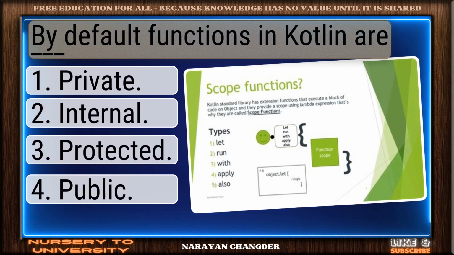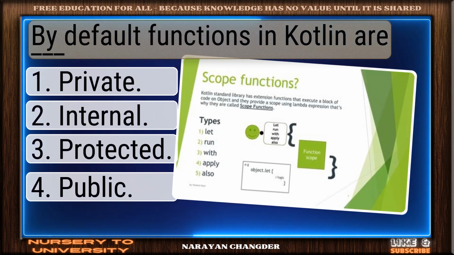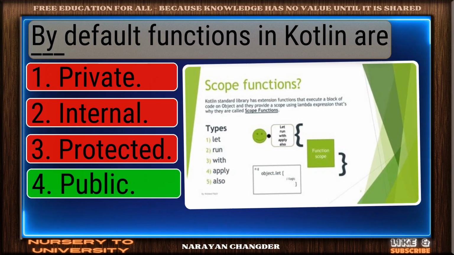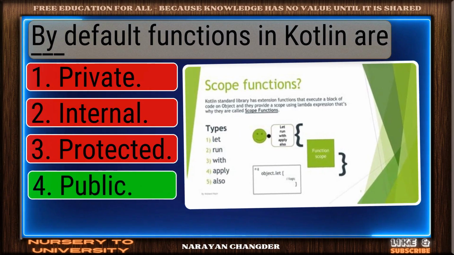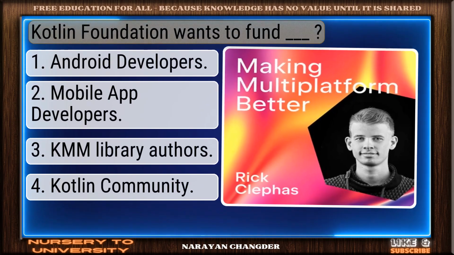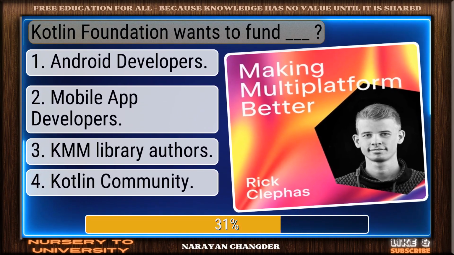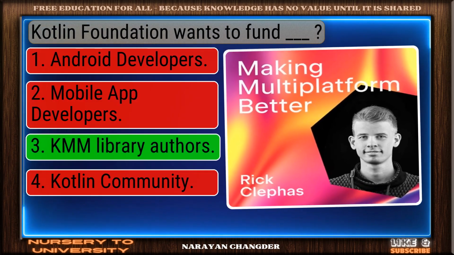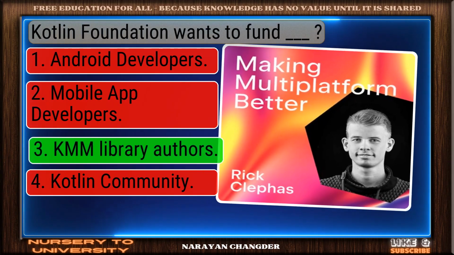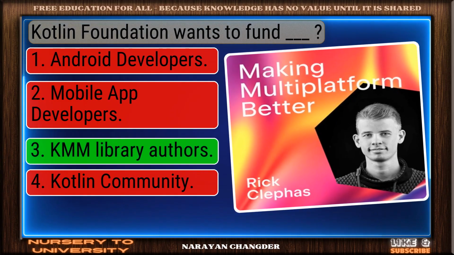Question number 63. By default, functions in Kotlin are dash. Perfect. Public is the correct choice. Question number 64. Kotlin Foundation wants to fund dash. Clear logic. Your choice, key library authors, is sound and 100% true.